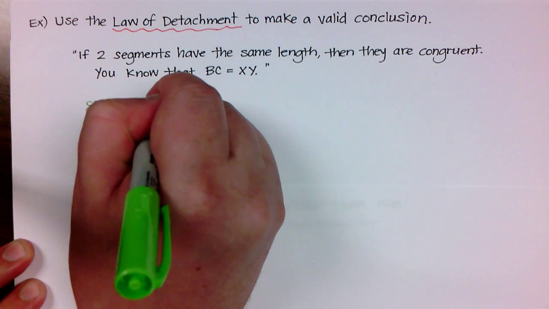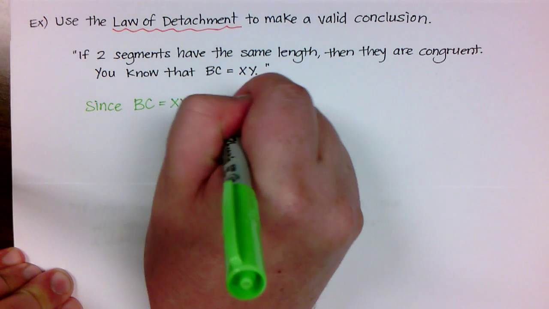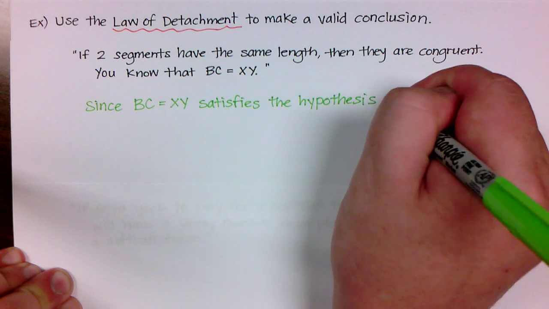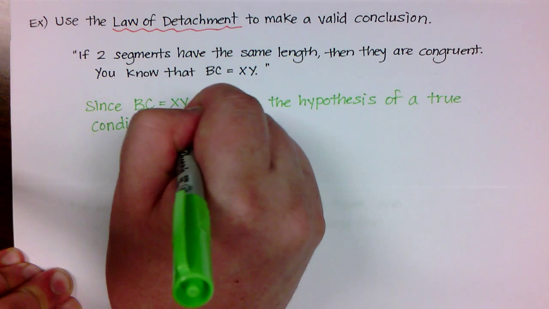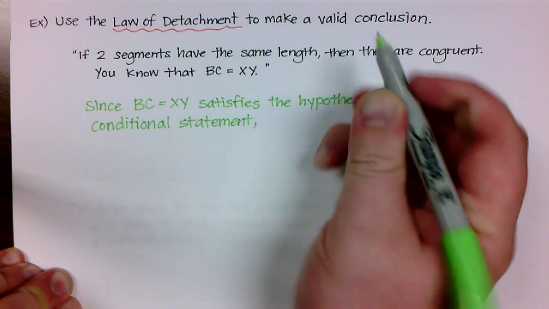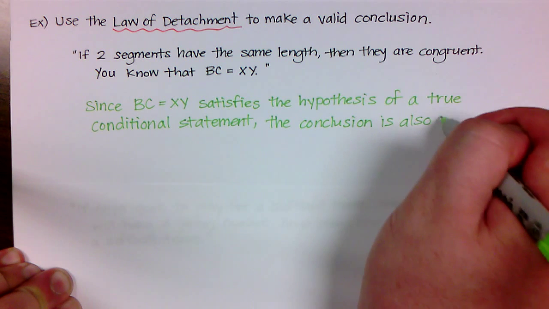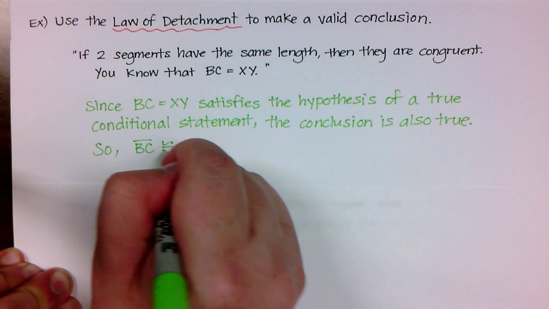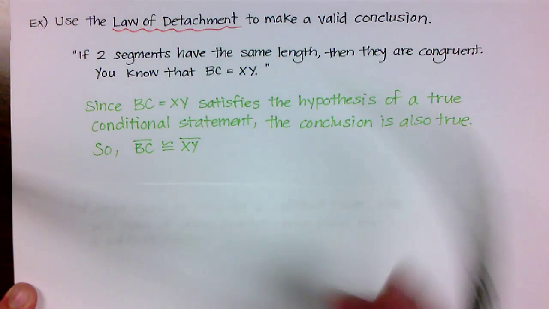Since BC is equal to XY, that's what I was given at the end, and that satisfies the hypothesis of a true conditional statement, the conclusion is also true. So, if the conclusion is true, then I know that the line segment BC must be congruent to the line segment XY. Okay? A lot of this is stuff that you probably already do, but now we're putting it into words by using this law of detachment. Okay? Here's a second situation.